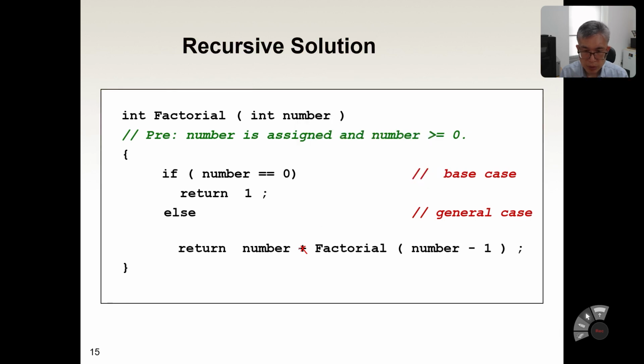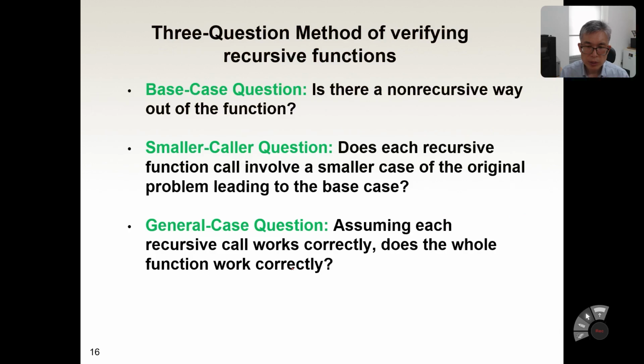So number times factorial number minus 1. Okay, so this is the factorial definition. So, the 3 question method of verifying recursive functions.